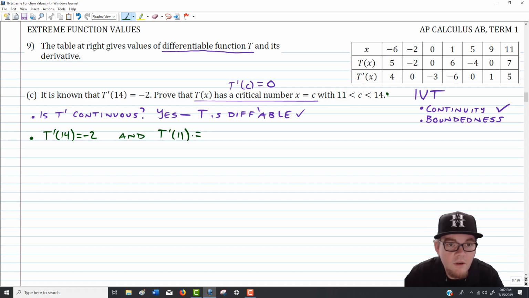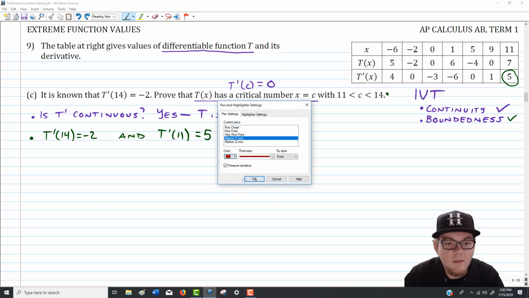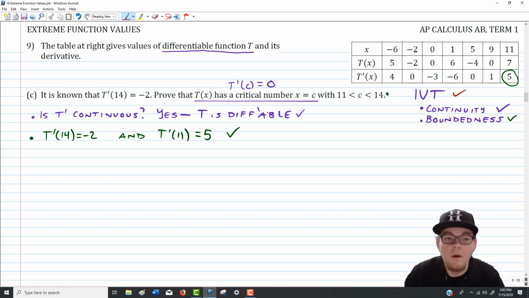We're trying to show t prime is 0, so we probably want a positive number here. T prime of 11 is equal to 5. That's a good sign. That means that 0, the value we need to be a critical number, is bounded as well. So this means that the intermediate value theorem absolutely does in fact apply. So that means we can set up our proof. It does ask us to prove it.